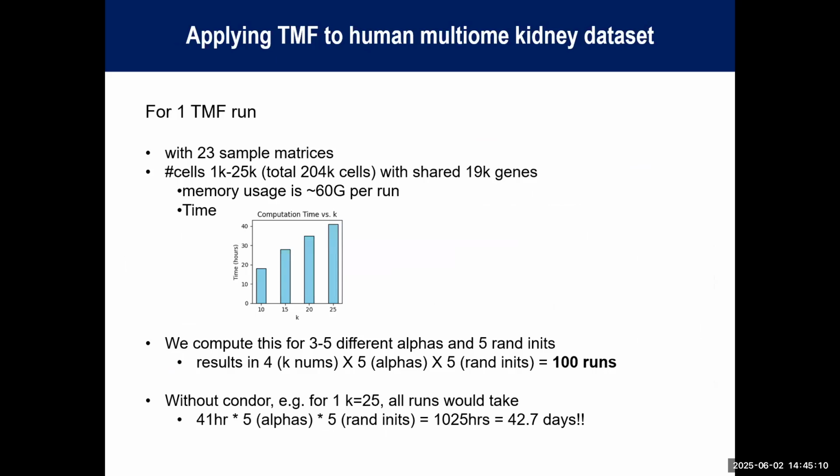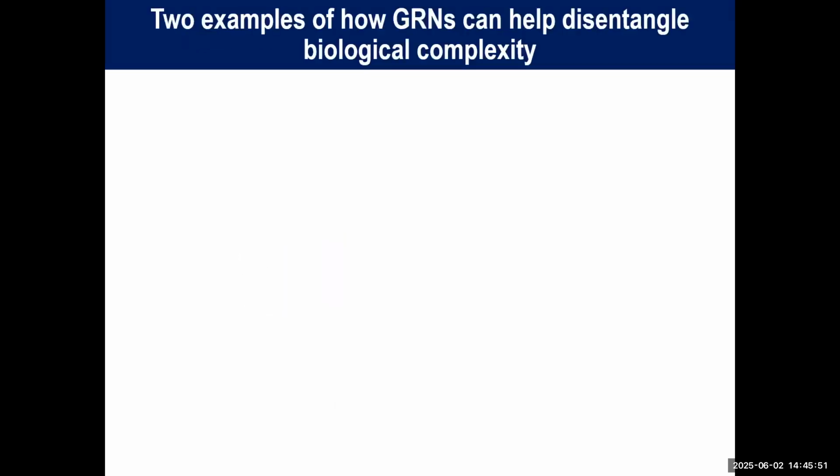Some quick stats about why we need CHTC for TMF again. For one TMF run with 23 sample matrices for the human multi-omic kidney data, with around 1,000 to 25,000 cells per sample, the memory usage was 60 gigabytes per run. And these were the different times for different K. K stands for the number of clusters. If we consider just one run and different parameters as we do, just for one K, it would take approximately 42 to 43 days without Condor. So again, we use Condor for this.